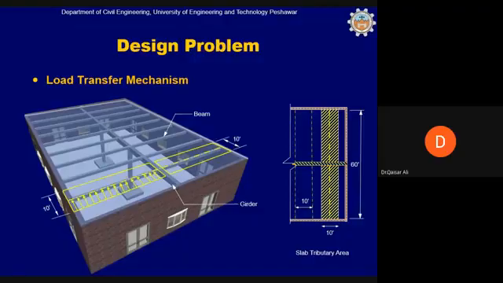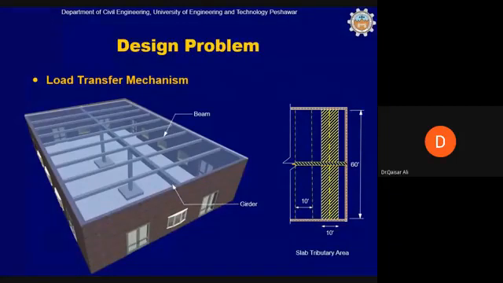You know that in the load transfer mechanism, the slab load will be transferred to beams, as you have seen in the previous cases, option 1 and option 2. The load is transferred from the slab to the beam. Half the load on one side of the beam and half the load on the other side of the beam from the slab is taken.